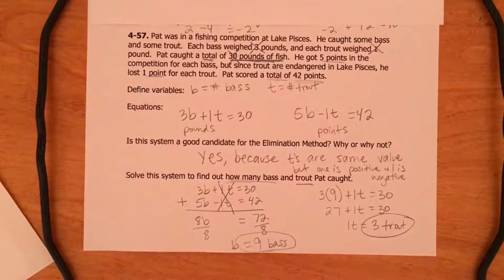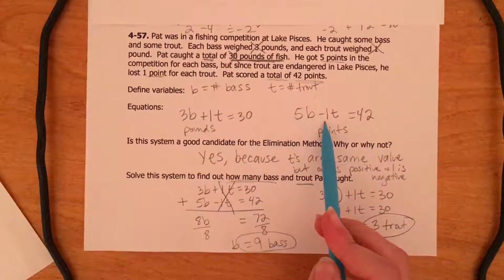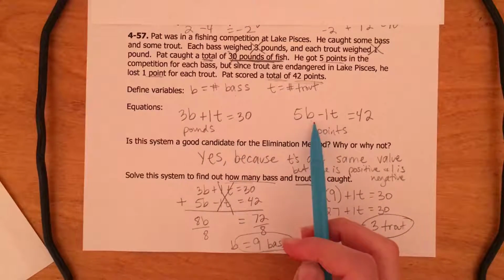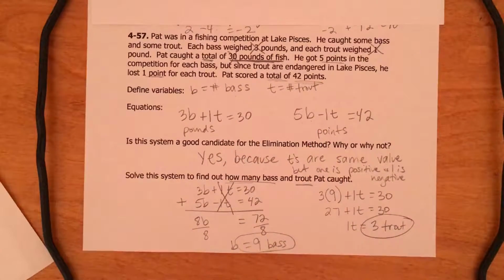Okay? So this is a good system for elimination method because the coefficients are the same number, but one's positive and one's negative, so that they will cancel out and result in a 0.